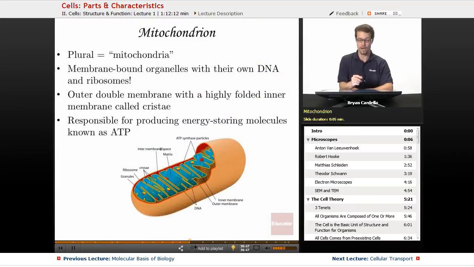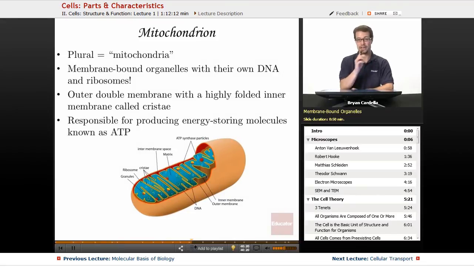Moving on, mitochondrion. Plural, mitochondria. So don't say mitochondrions. That's not a word. The majority of your cells that have mitochondria would have many, many of them. And these are membrane-bound organelles, not part of the endomembrane system though. And they have their own DNA and ribosomes. That's the amazing thing, that inside of here, there actually is mitochondrial DNA, and ribosomes that are unique to this mitochondrion.